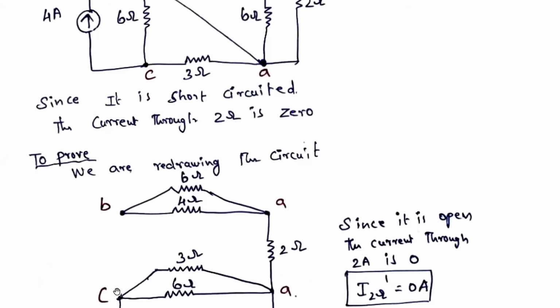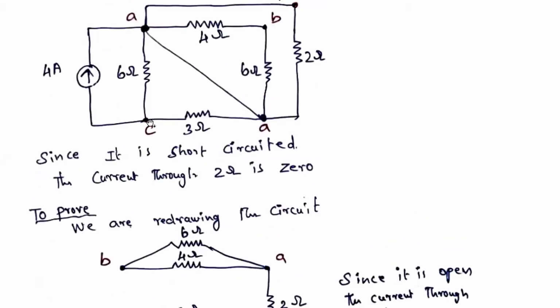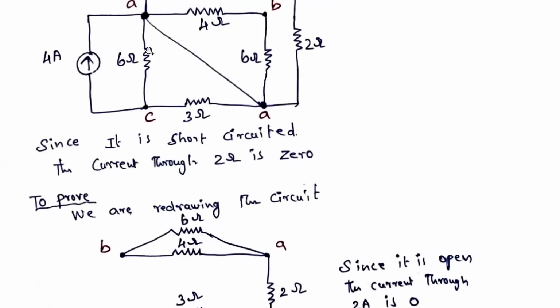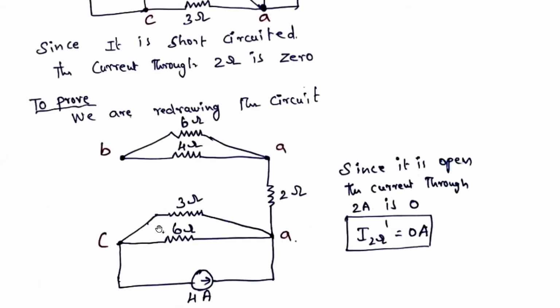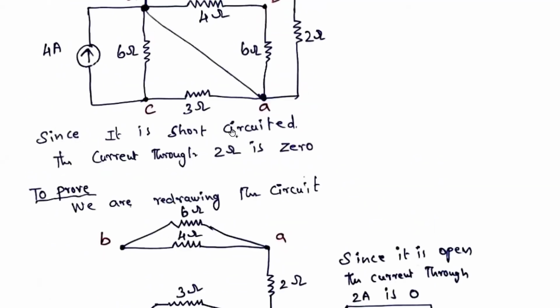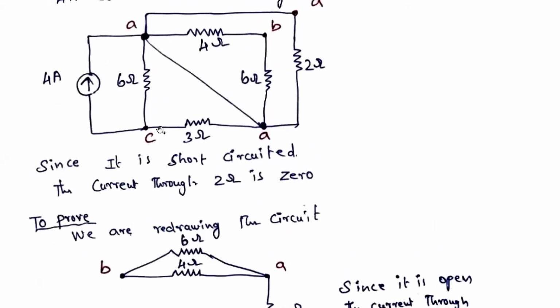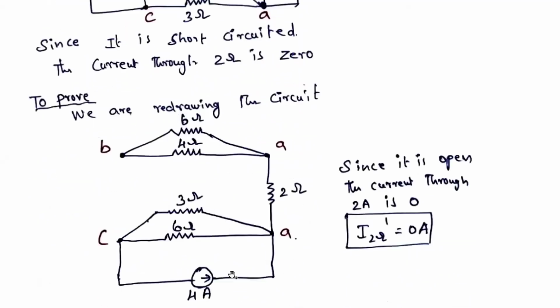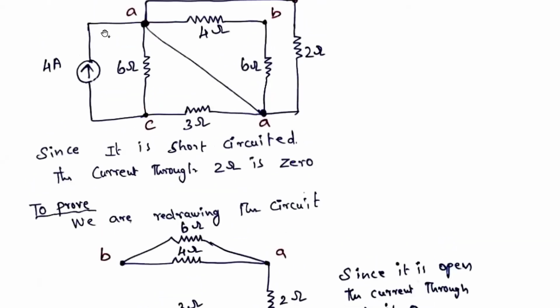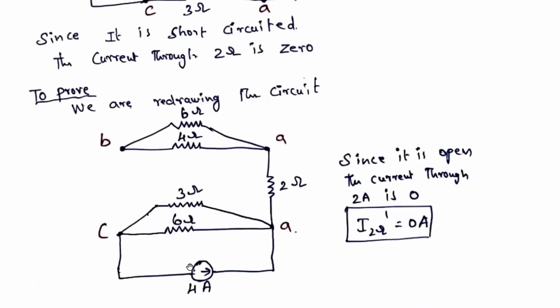Next, I am marking this point as C. So between A and C, 6 ohms is there, and here also between A and C, 3 ohms is there. So 6 ohms is there, 3 ohms is there. And between A and C, again you see, the 4 amps current source is acting in this particular direction, that is, in this direction. So as it is, I am drawing this circuit.